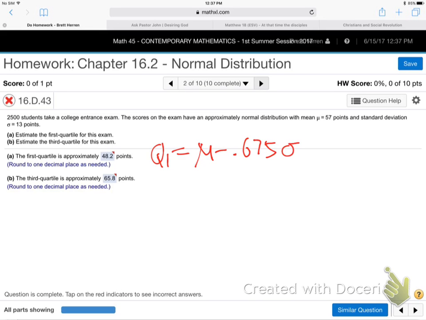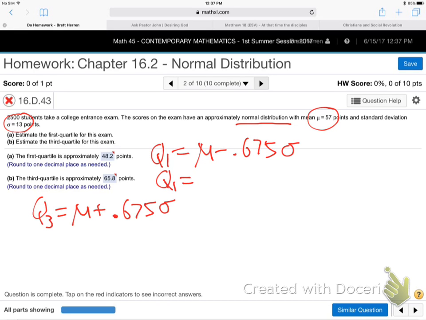0.675 sigma. That's Q1. And Q3 is mu plus, because it's to the right, 0.675 sigma. So whenever they speak of bell curves, we're in the bell curve normal distribution section. It says right here, normally distributed. Those are the words that you want to jump off the page for you on the test tomorrow. They're giving me the mean and the standard deviation, so I can find Q1.